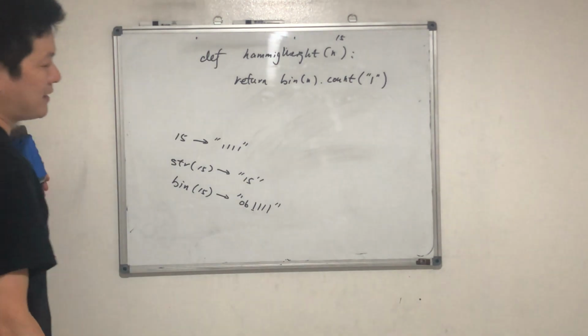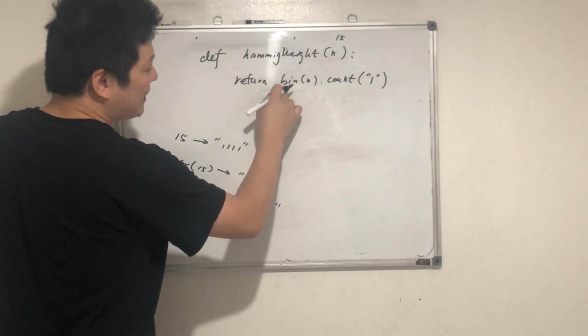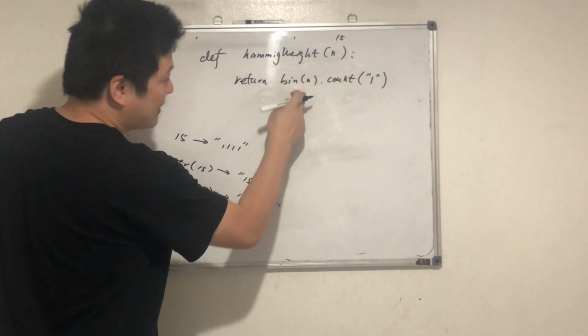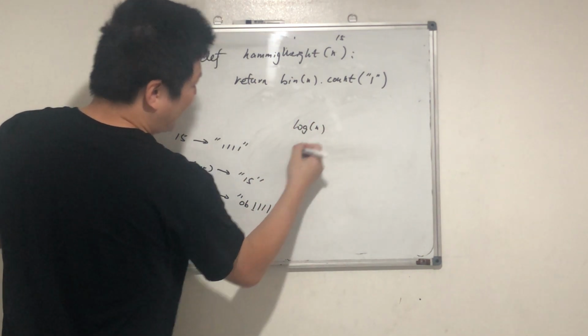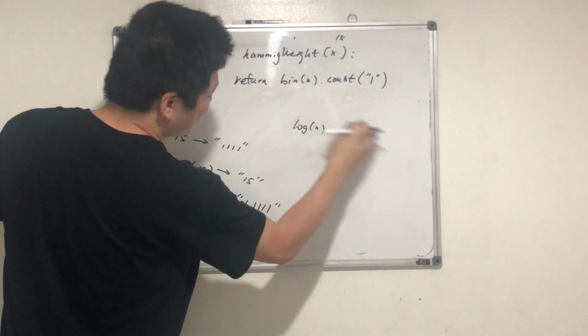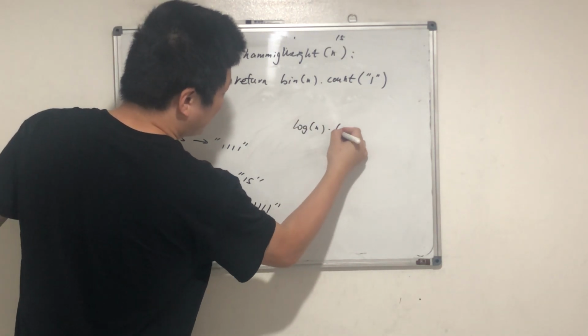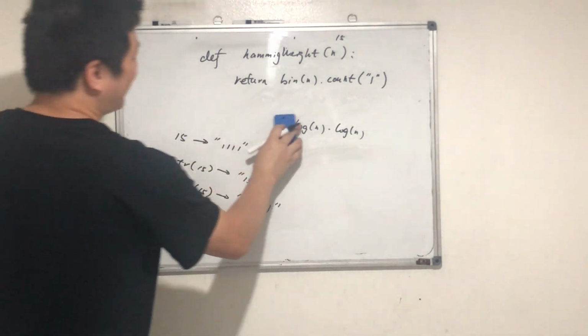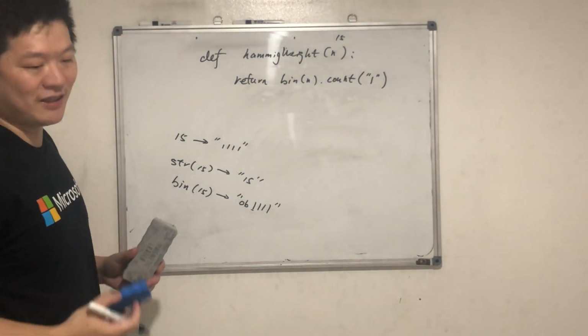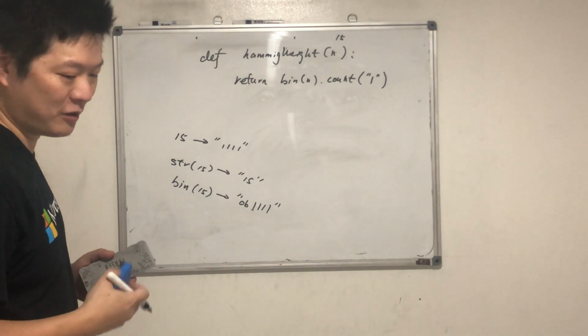So what's the time complexity for this one? We are converting this, which is log n. And we're going through the log n string. So log n times log n, to count the number of ones. That's one way of doing it. Log n times log n.